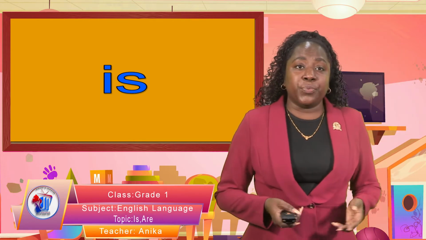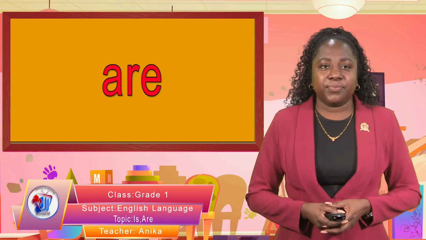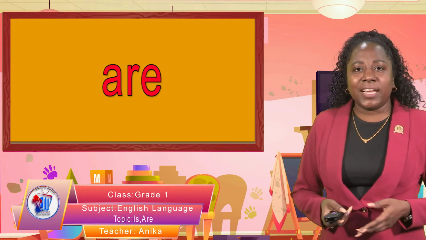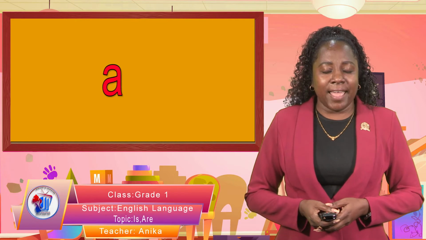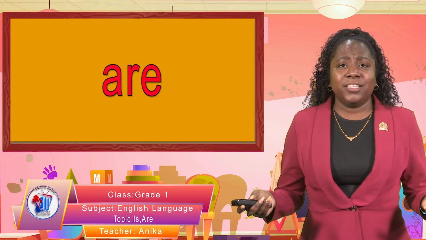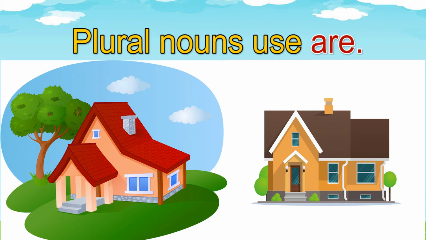Let's look at the other word, are. A-R-E are. Let's try that with our eyes closed. A-R-E are. Easy. Just 3 letters. When we're using are in the sentence, it means that the subject or the noun in the sentence is plural. We're talking about more than one thing, or one person, or one place. Let's look at the examples.